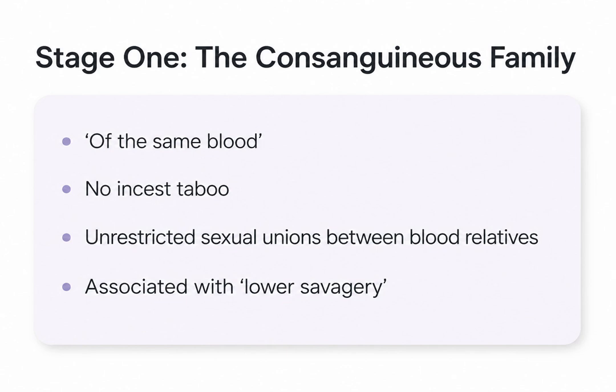To be precise, incest refers to a sexual relationship with a blood relative, and an incest taboo refers to the cultural rules forbidding such unions. In the consanguineous stage, sexual unions between blood relatives were completely unrestricted. The only bond keeping the group together was their shared origin. Morgan associated this stage with lower savagery, the most primitive phase of human cultural evolution, describing the conditions similar to animals, who also lack kinship categories that prohibit mating.